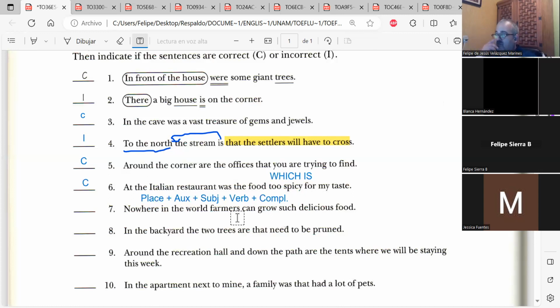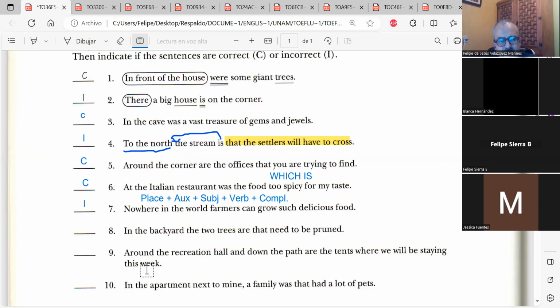Normally, so that you are not trying to find information here and here and here, the information in this kind of sentence is that you have to switch two words. In this case, can farmers. Like the stream is the stream. So when we have incorrect sentences, there are only two elements that we have to switch. Nowhere in the world can farmers grow such delicious food. Okay, this is incorrect. Jesse.